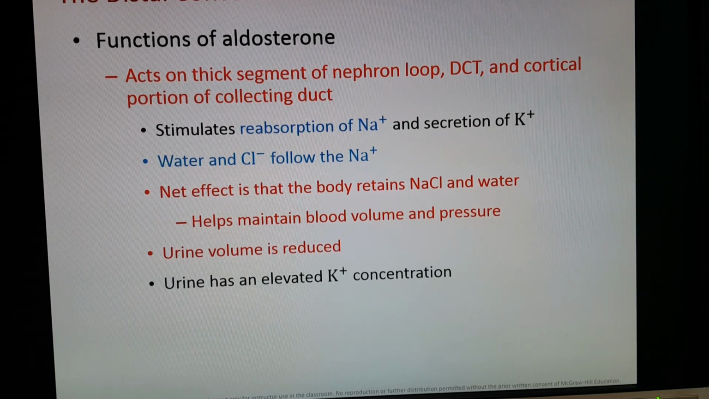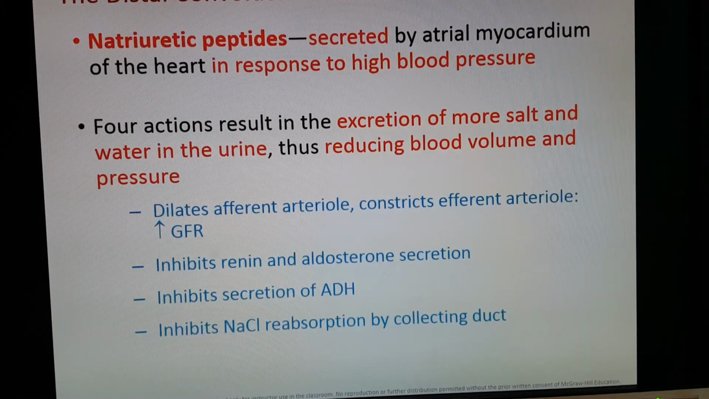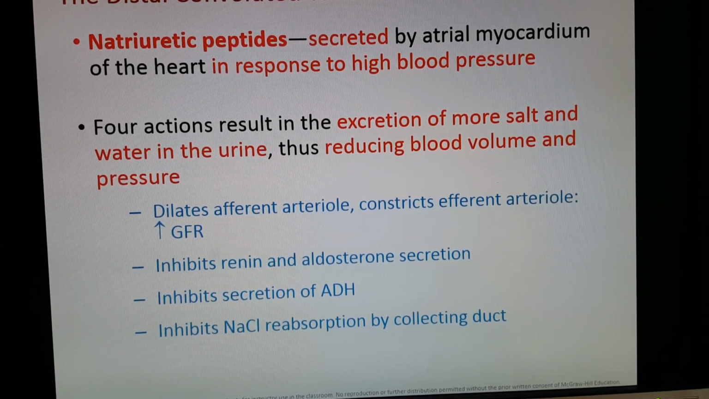So again, net effect of aldosterone, which is your salt-retaining hormone, here in red. The net effect is that the body retains sodium chloride and water, helps to maintain blood volume as well as blood pressure, and reduces your urine volume. So the opposite of this is your natriuretic peptides. So this is where you have high blood pressure, so need to reduce it. So the opposite effect of aldosterone. So instead of retaining salt, you'll excrete more salt, therefore also excreting more water into your urine, therefore reducing your blood volume, which also drops your blood pressure.